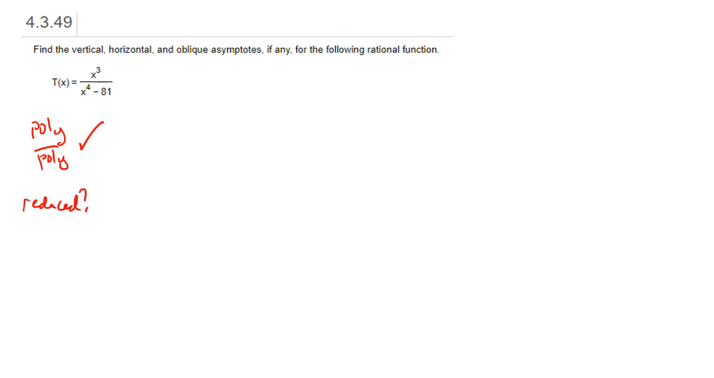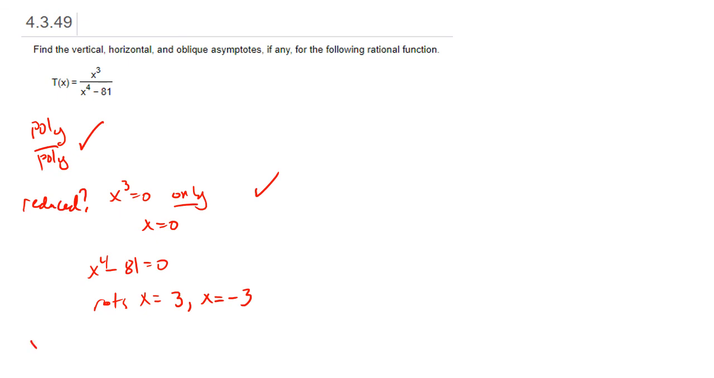Okay. Is it reduced? Are there any shared roots or zeros between the numerator and denominator? Well, the numerator only has the 0, x equals 0. The denominator has roots x equals 3 and x equals minus 3. There are no shared roots, which means it is in reduced form. Okay? If there are no shared roots, then there are no shared factors. In other words, there is not a factor that I can cancel out of both. Now that I know it is in reduced form, vertical asymptotes are given by the roots of the denominator, and we just found them.